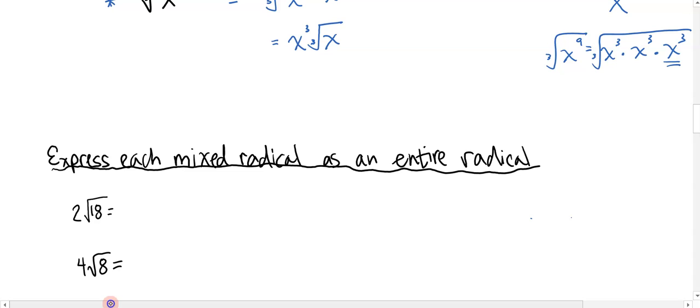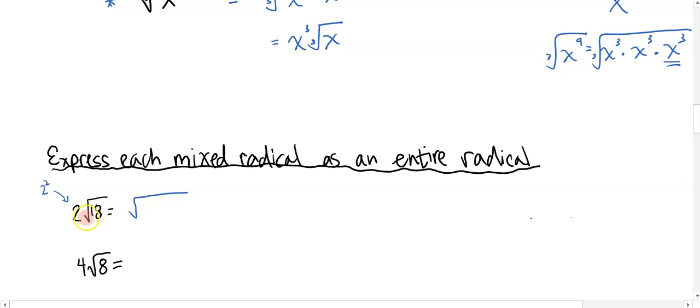We could also take a mixed radical and write it as an entire radical. So instead of simplifying and getting perfect squares and square rooting them, we can put this back inside. So how can we put this back inside? Well, the square root of what is 2? The square root of 2 squared, or the square root of 4, right? So you're kind of undoing the operation. When you take it out, you're square rooting. So when you put it back in, you want to square it, right?